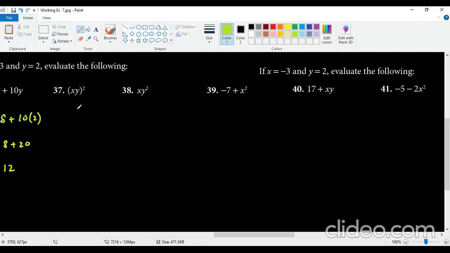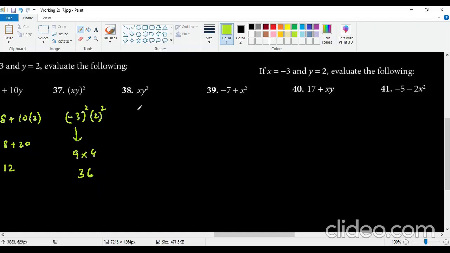Next is the value of x and y multiplied by itself. That means negative 3 is multiplied by itself and 2 is also multiplied by itself. So this gives you a positive 9 and this gives you a positive 4. So 9 times 4 is 36, which is your answer.